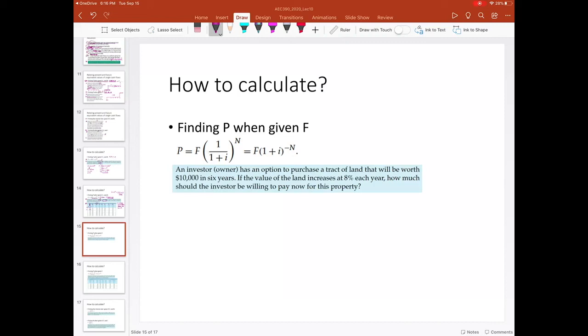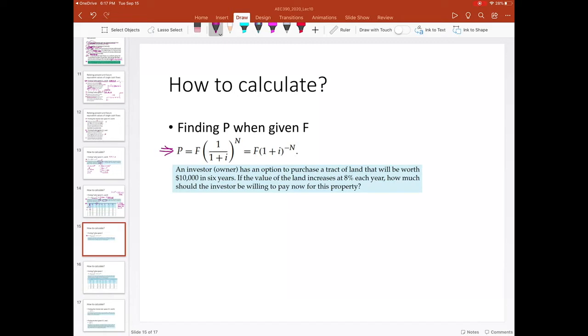How do we find the P when given F? Okay, again, we still have two methods. One is the equation, one is the table method. And the equation is, wow, it looks very long, hard to remember. But let's apply that to this example, okay?